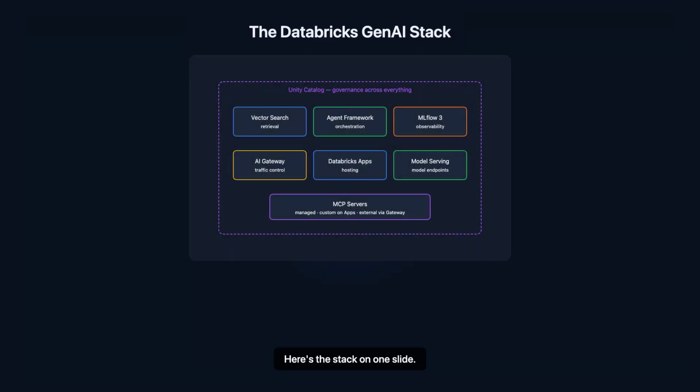Here's the stack on one slide. Unity Catalog wraps everything, the dashed purple boundary on the outside. Inside that boundary, Vector Search handles retrieval, Agent Framework handles orchestration, MLflow 3 handles observability, AI Gateway sits in the traffic path, controlling who gets to call what. Databricks Apps hosts the front-ends and custom tools, model serving exposes the model endpoints themselves, and along the bottom, MCP servers, the model context protocol layer, give your agents access to tools in 3 flavors. Every later video in this course lands somewhere on this map.